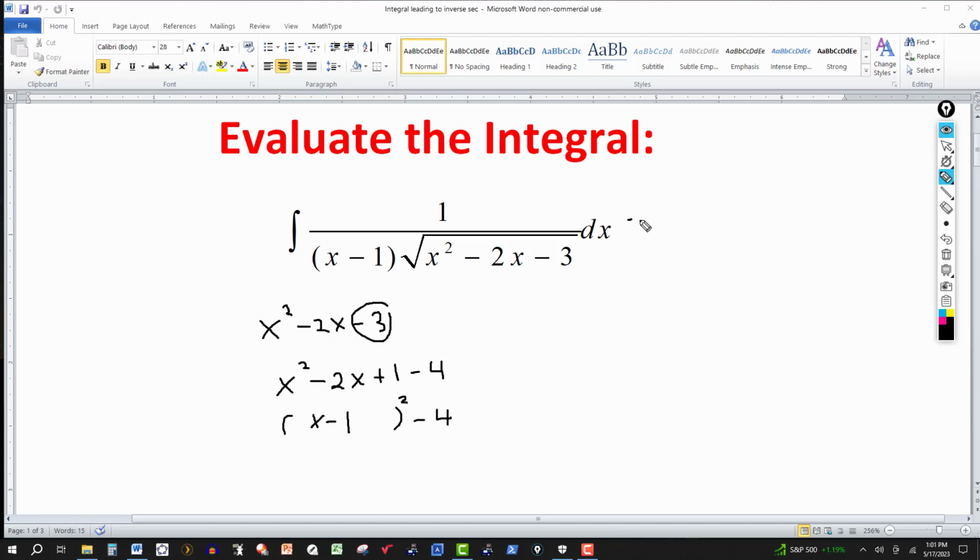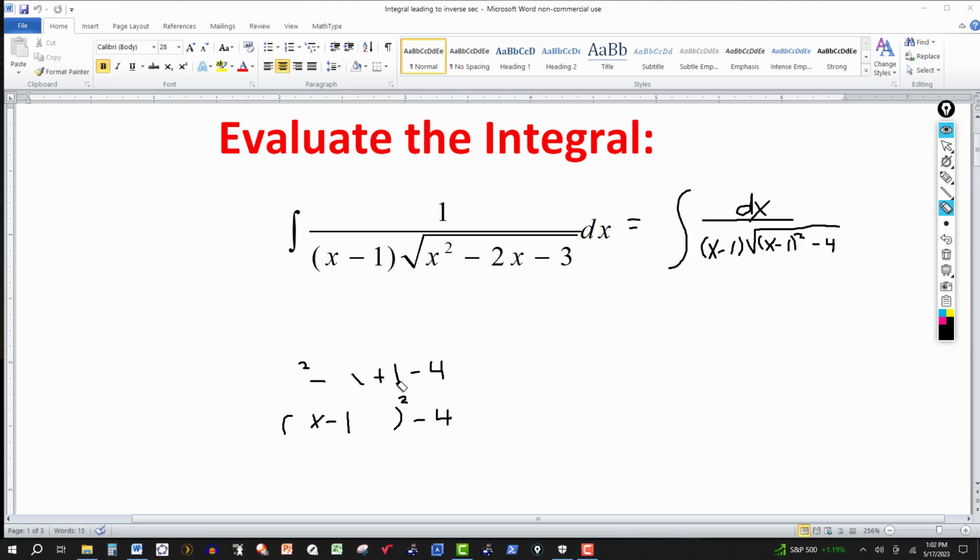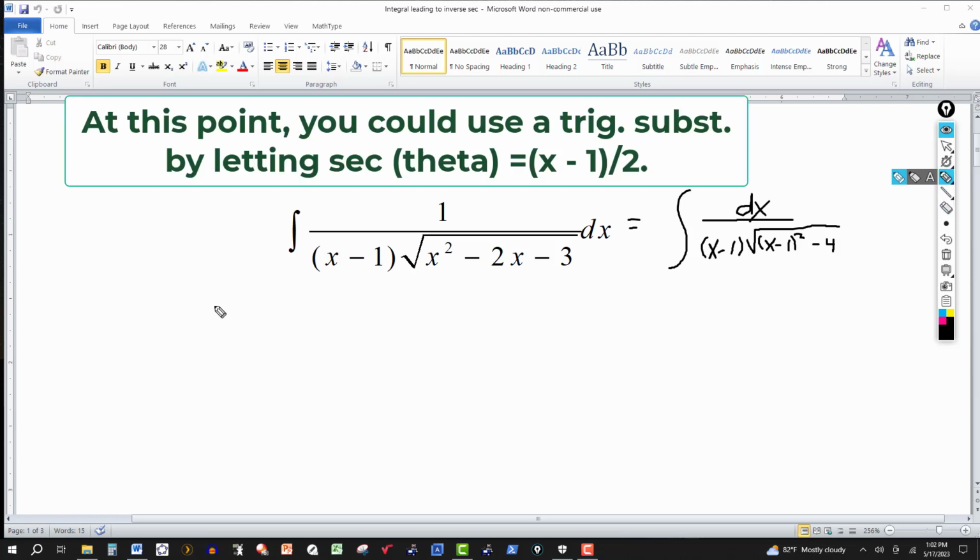Now we'll go up here, and this will be dx over x minus 1. And now we rewrite the radicand as x minus 1 quantity squared minus 4. And then I'm going to use the u-substitution. Standard u-substitution. You could probably use a trig substitution. Go ahead and try it and see if you get it. But I'm going to do it this way.